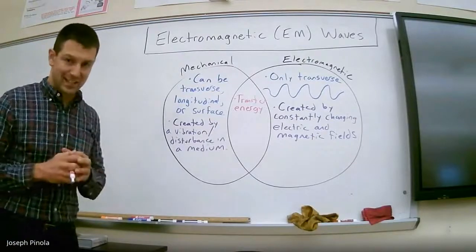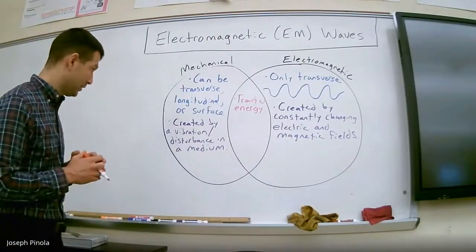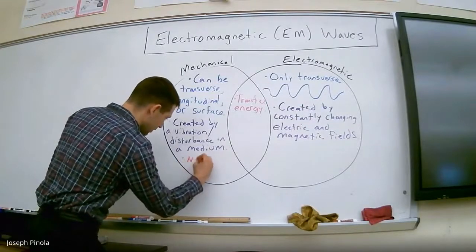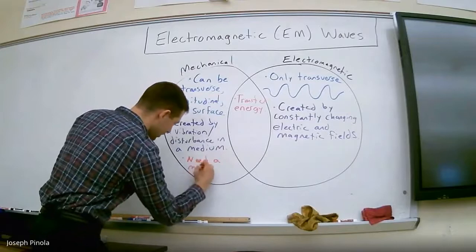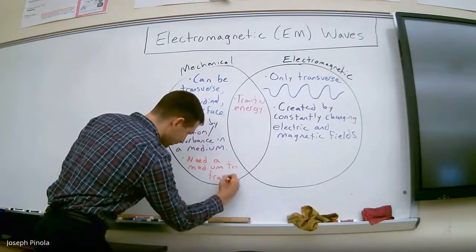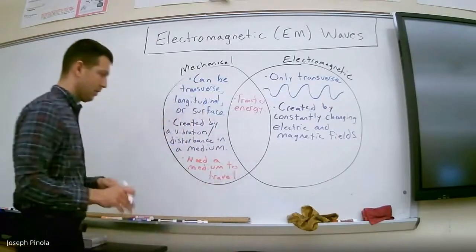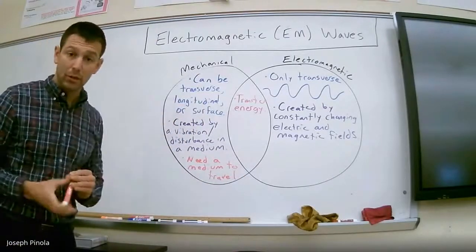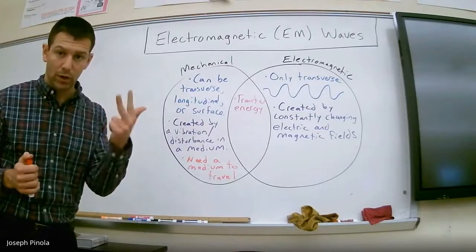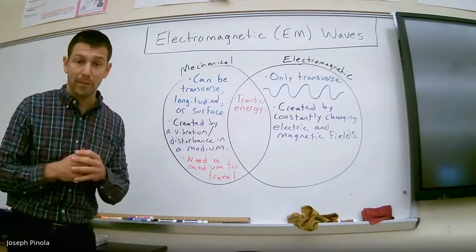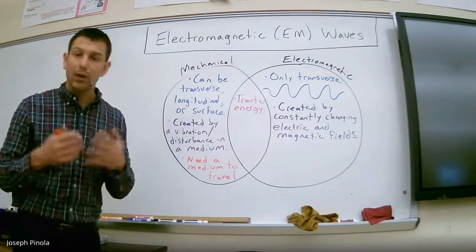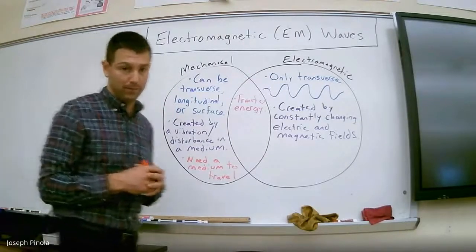That's the last key difference between these two types of waves, and that is that mechanical waves need a medium to travel. And so if you have a mechanical wave, you need a medium, meaning a solid, liquid, or a gas, or some kind of matter to allow the wave to travel. If there was no medium, the wave couldn't travel at all.